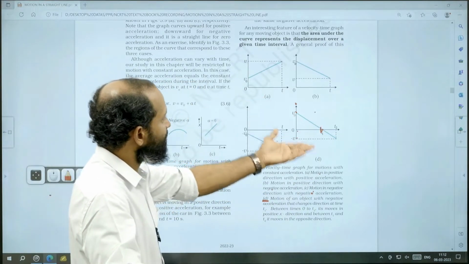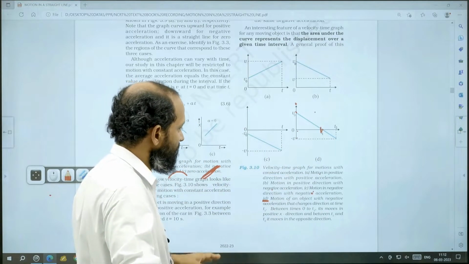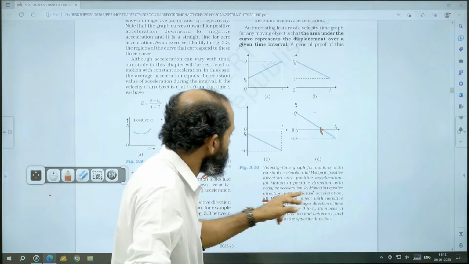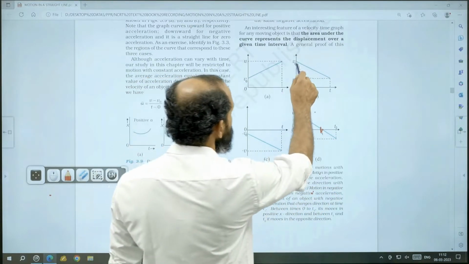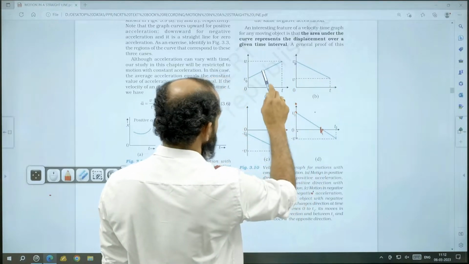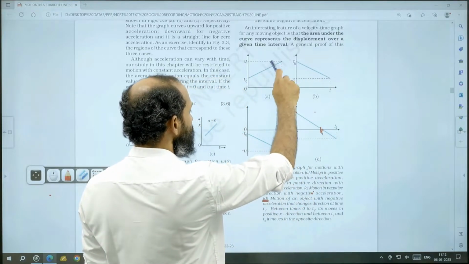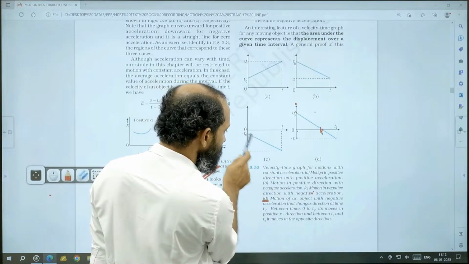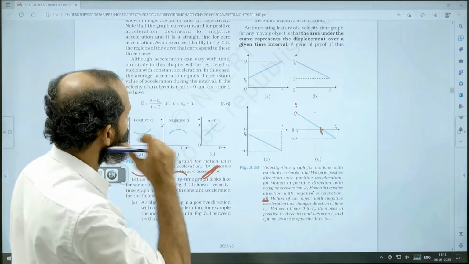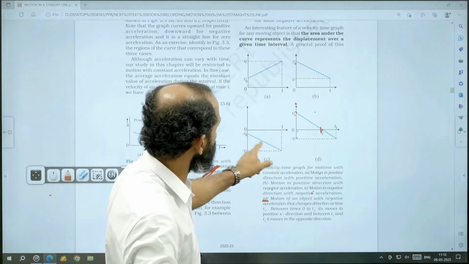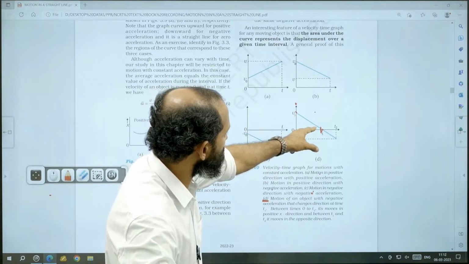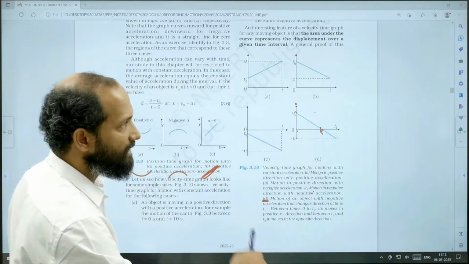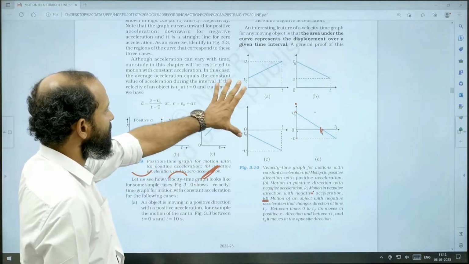We can compare some of the situations. Option B: motion in positive direction with negative acceleration. Velocity is in the positive direction but acceleration is negative. First one: motion in positive direction with positive acceleration. C: motion in negative direction with negative acceleration, so velocity is negative throughout. Here velocity is first positive then negative. So change of direction is involved in the fourth case only. Questions like that may be asked. Okay, so this one is also important.